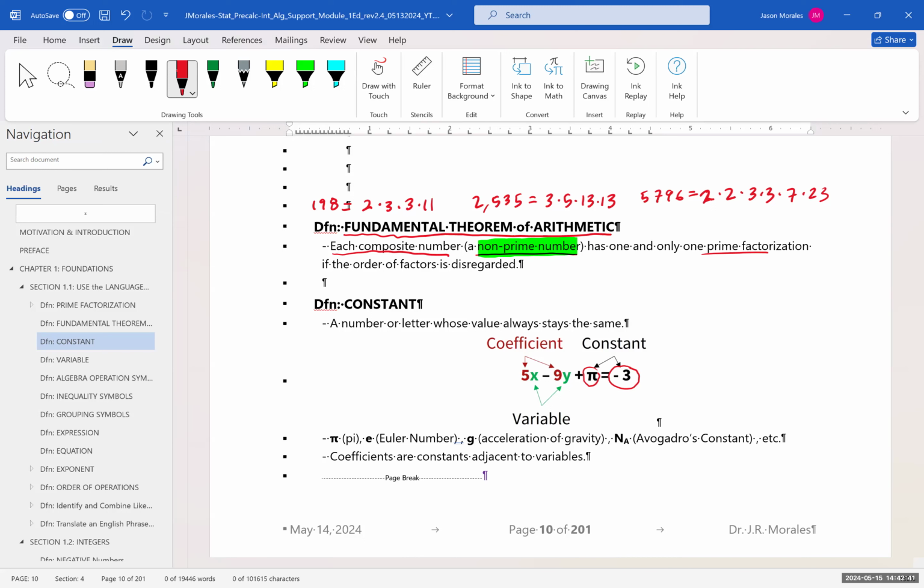And you'll notice that we have the number 5 in front of the variable x, and we have 9 in front of the variable y. So 5 and 9 are also constants, but whenever we have a constant adjacent to a variable like this, we refer to them as coefficients. So coefficients are constants that are adjacent to variables.